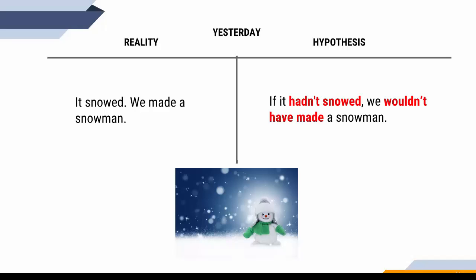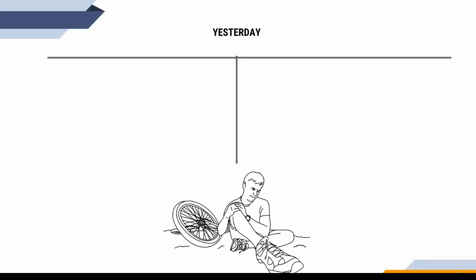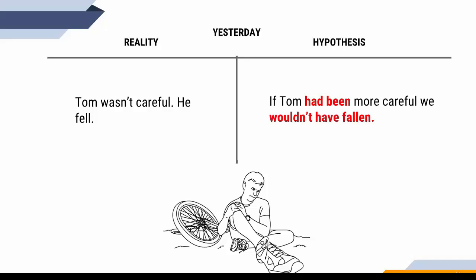And when you want to form the conditional sentence, it would look like this. If it hadn't snowed, we wouldn't have made a snowman. You are making a hypothesis about the past. If it hadn't snowed, but it did, we wouldn't have made a snowman, but we did. Another example. Tom wasn't careful. He fell yesterday.